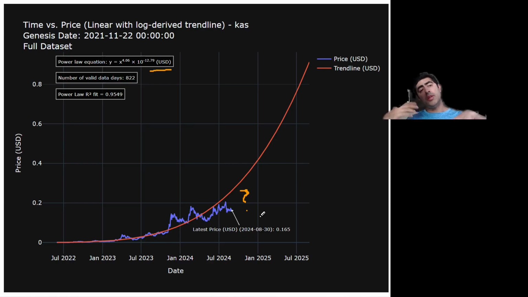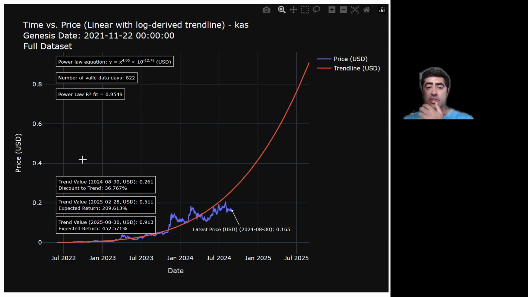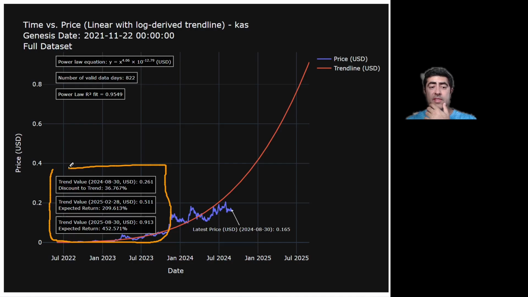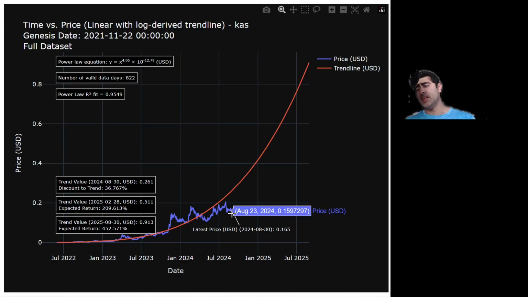And then, moving on, why do we care about it? Because we can make investment decisions on it. Moving on to the next slide, you'll see that just using the simple equation that we have over here, we can actually end up making predictions on what we think is going to happen over the next 6 and 12 months. So for here, the top box simply says that right now it's below the trend, but if it were on trend, it would have a trend value of 0.26. And as I speak, Kaspa has a value of about 16.5 cents. So the discount to trend is about 36%.